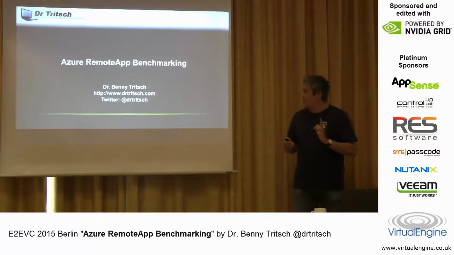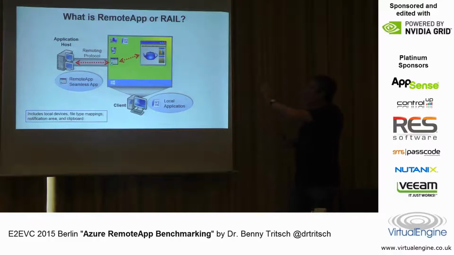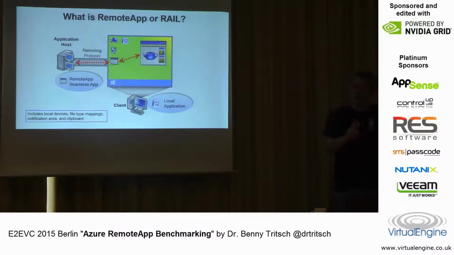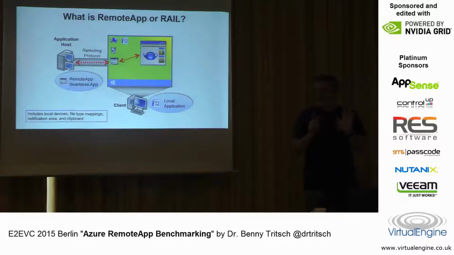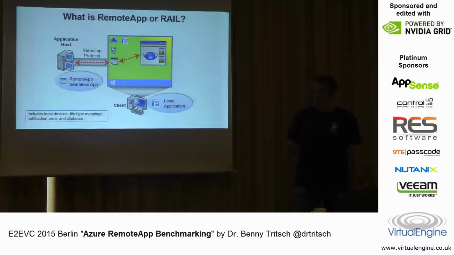Now, before I get started, all of you know what RemoteApp is. Anybody in this room who doesn't know what a seamless application is? Microsoft calls that RAIL, Remote Applications Integrated Locally. So if you search for RemoteApp material on MSDN, also use RAIL as the search string. It's funny because internally they still use RAIL. Externally, RemoteApp is only a marketing term.